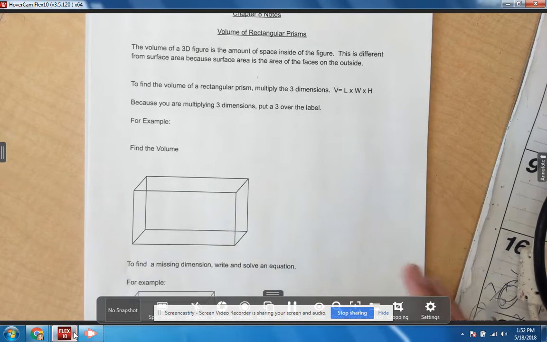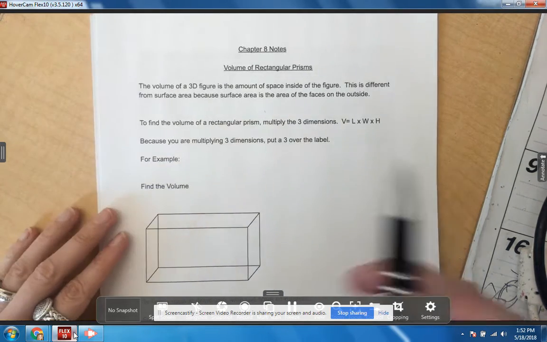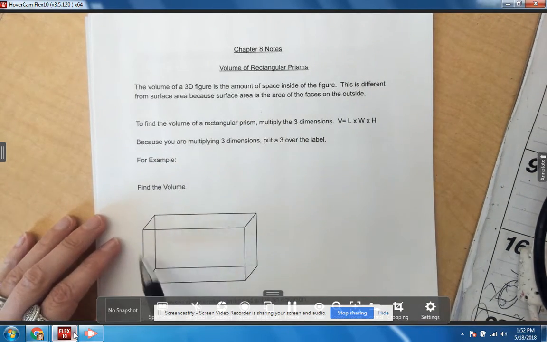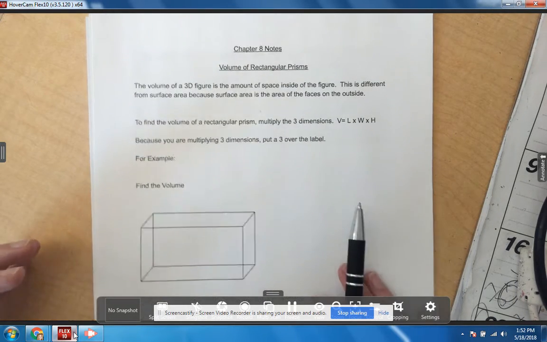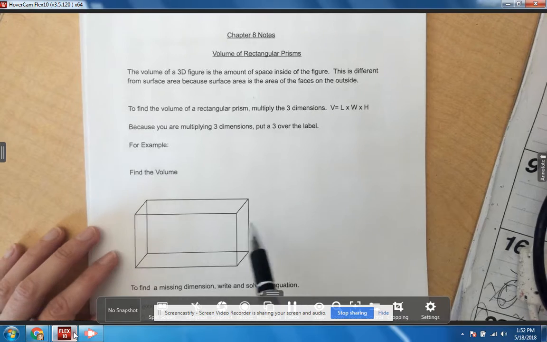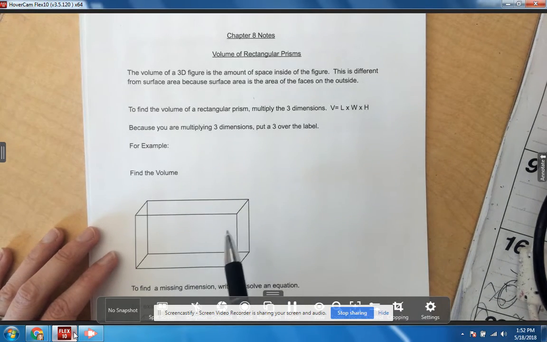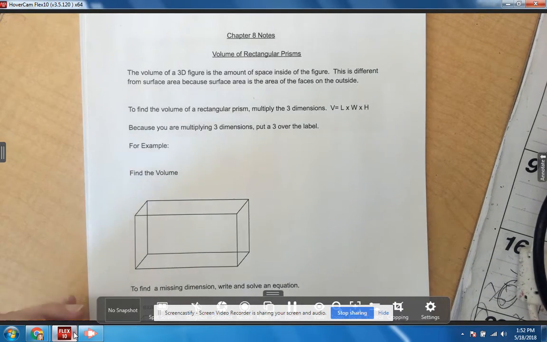Volume is a little bit different. It's actually way faster to calculate. So the volume is the space inside of this figure. So it's like if you open the box, how much space is inside of it. Okay, so it's different because we're not finding the area of the spaces on the outside. We're finding the area of the space inside.